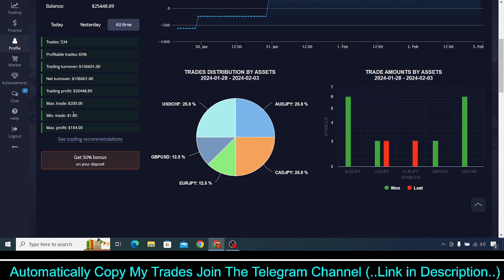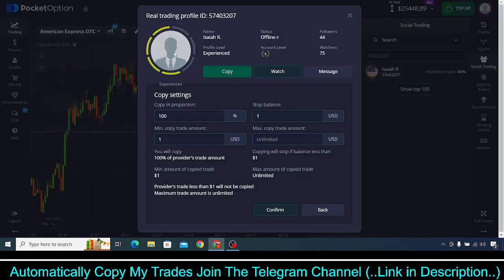So here you can see in minimum trade it is showing $1, but that was one mistake trade that I have made in the past. That's why in all time this stats is showing $1 per trade, but I only make $200 per trade, as you can see here, yesterday, today. So now I make $200 per trade. So if you copy this 100%, then you will be copying my $200 per trade.